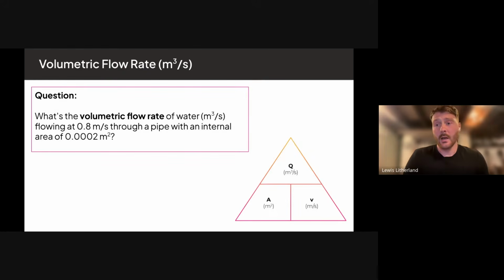Okay, so rather than just talking about it, we're going to put this into some questions, and hopefully, through the examples, people can pick this up and see where we're going with this. So I've just thrown this question out here. What's the volumetric flow rate of water in meters cubed per second flowing at 0.8 meters per second through a pipe with an internal area of 0.002 meters squared?